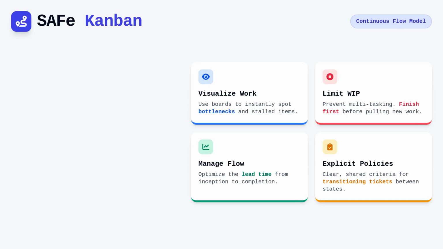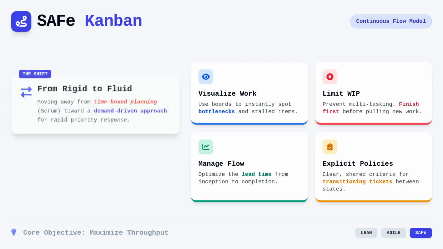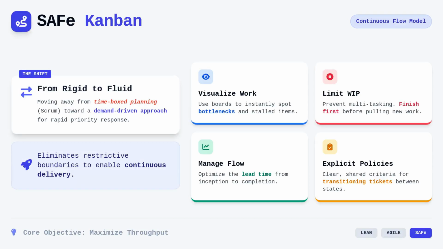When we manage flow, we look for ways to optimize the time it takes for a request to move from inception to completion. Policies must be explicit so that every team member understands the criteria for moving a ticket between states, such as moving a feature from development to testing. This shift from time-box planning to a demand-driven approach allows for rapid response to changing priorities.